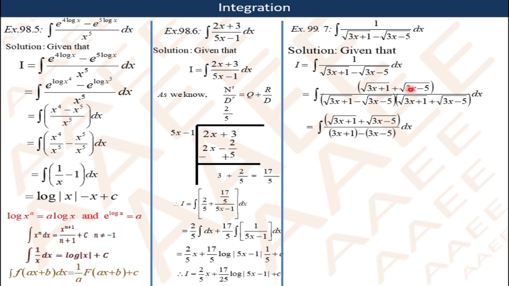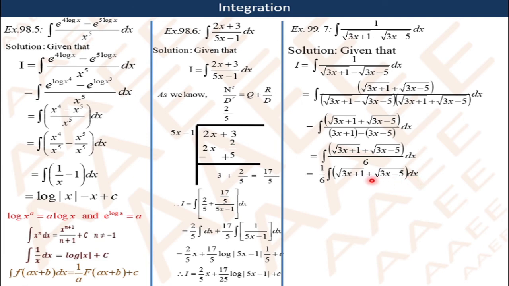And this is nothing but (a minus b)(a plus b), whose multiplication is a square minus b square. The square of the roots gives 3x plus 1 minus (3x minus 5). So 3x and minus 3x get cancelled, and minus minus becomes plus, giving 6. So the integration of under root of 3x plus 1 plus under root of 3x minus 5, upon 6, dx. So 1 by 6 integration of under root of 3x plus 1 plus under root of 3x minus 5 dx.